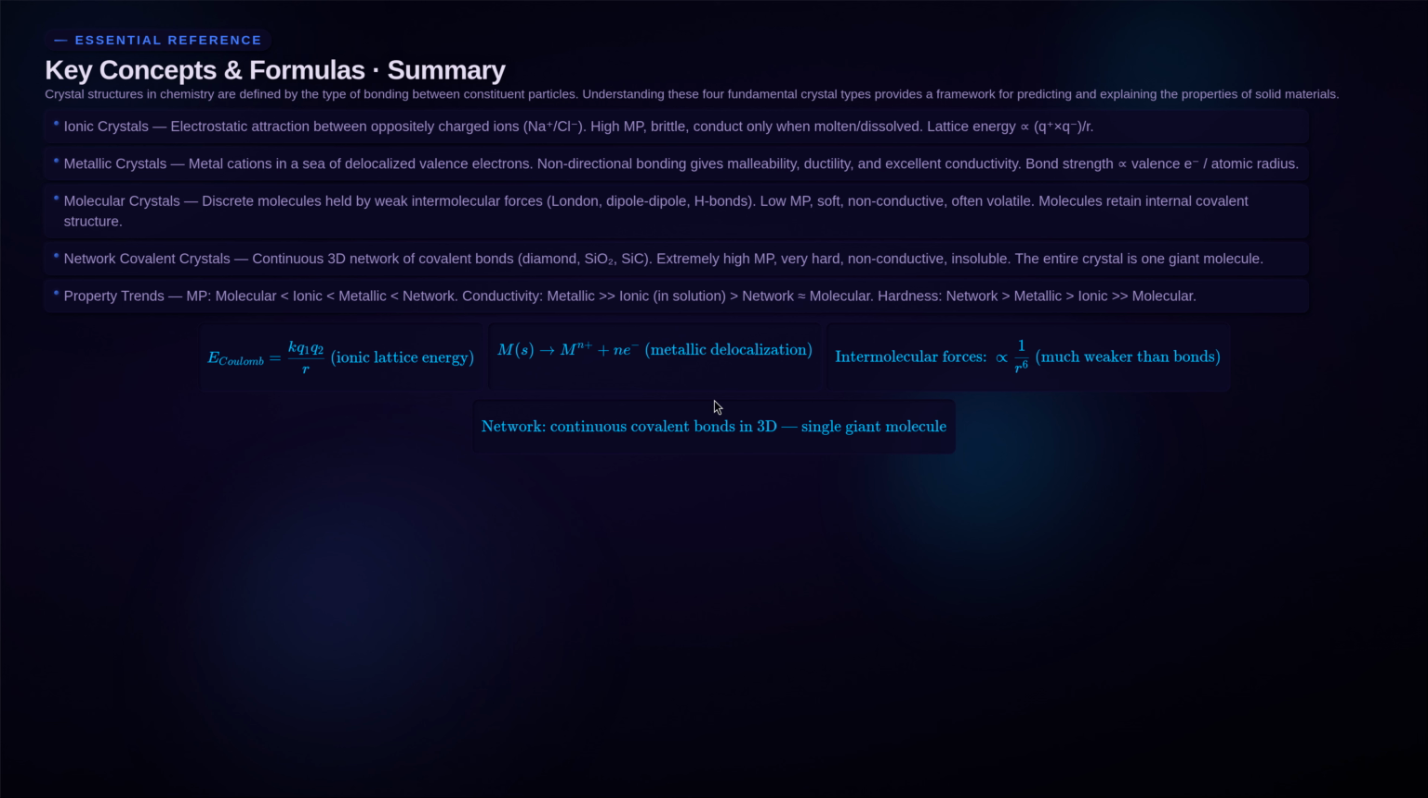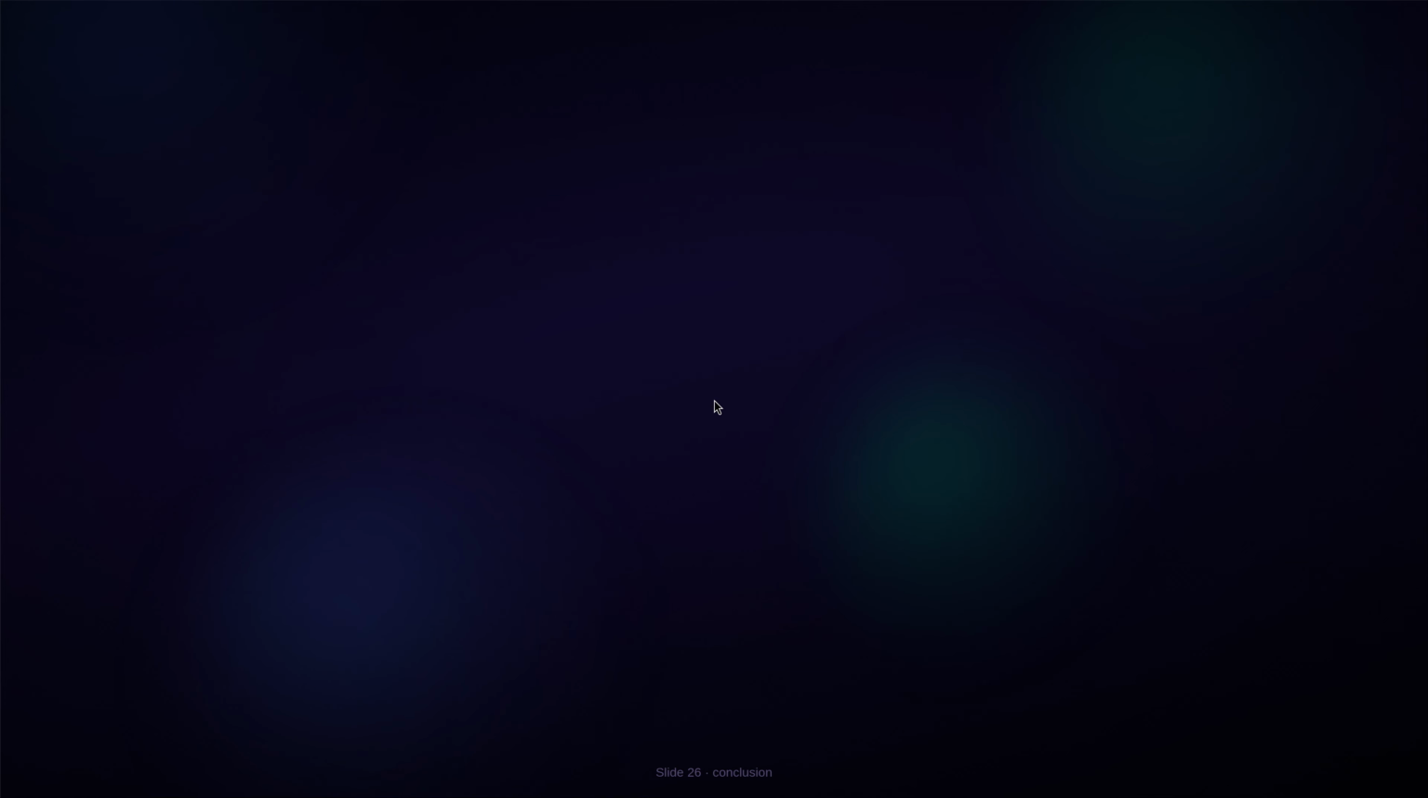Melting point order is generally molecular, then metallic, then ionic, then network covalent. Conductivity is highest in metals. Hardness is highest in network covalent crystals.